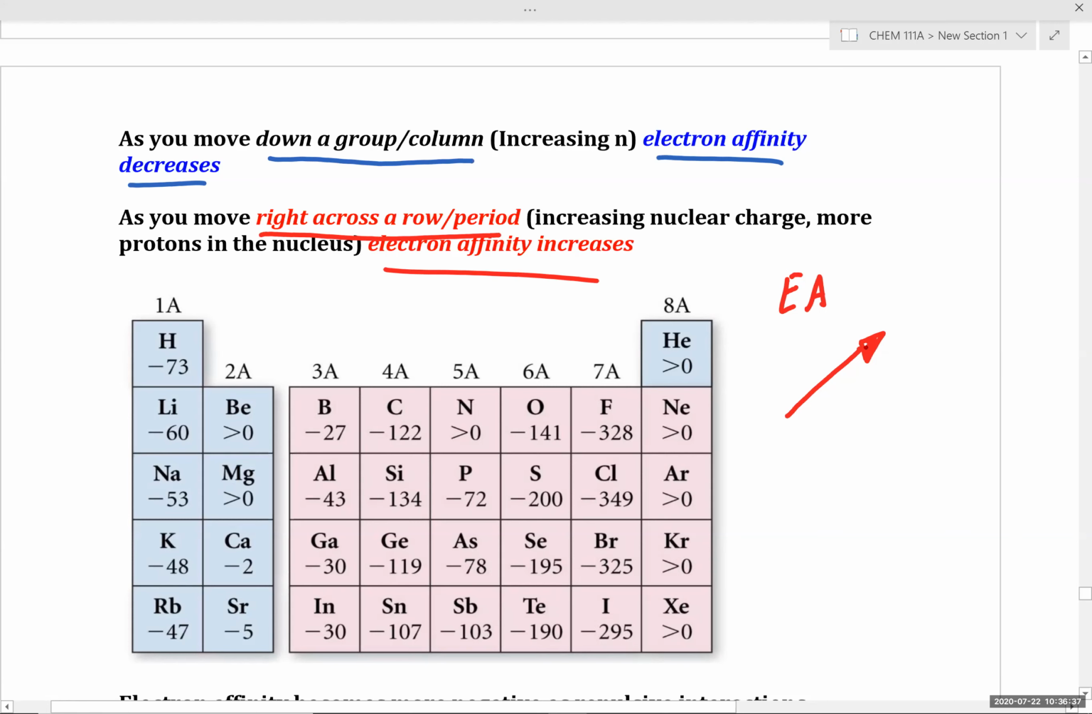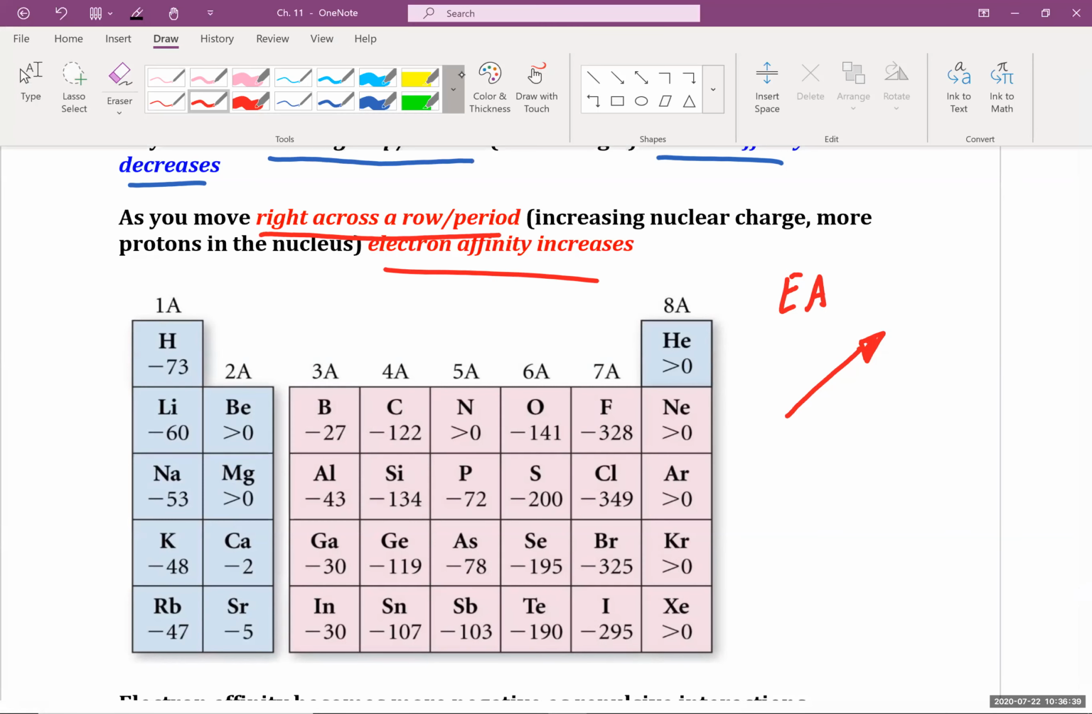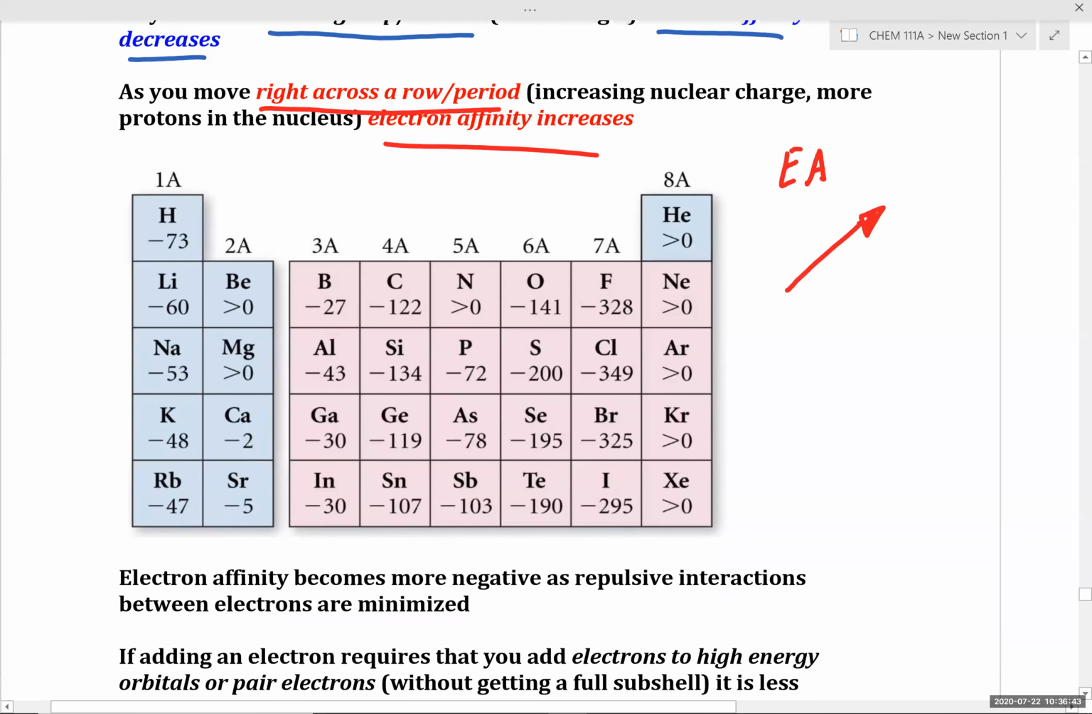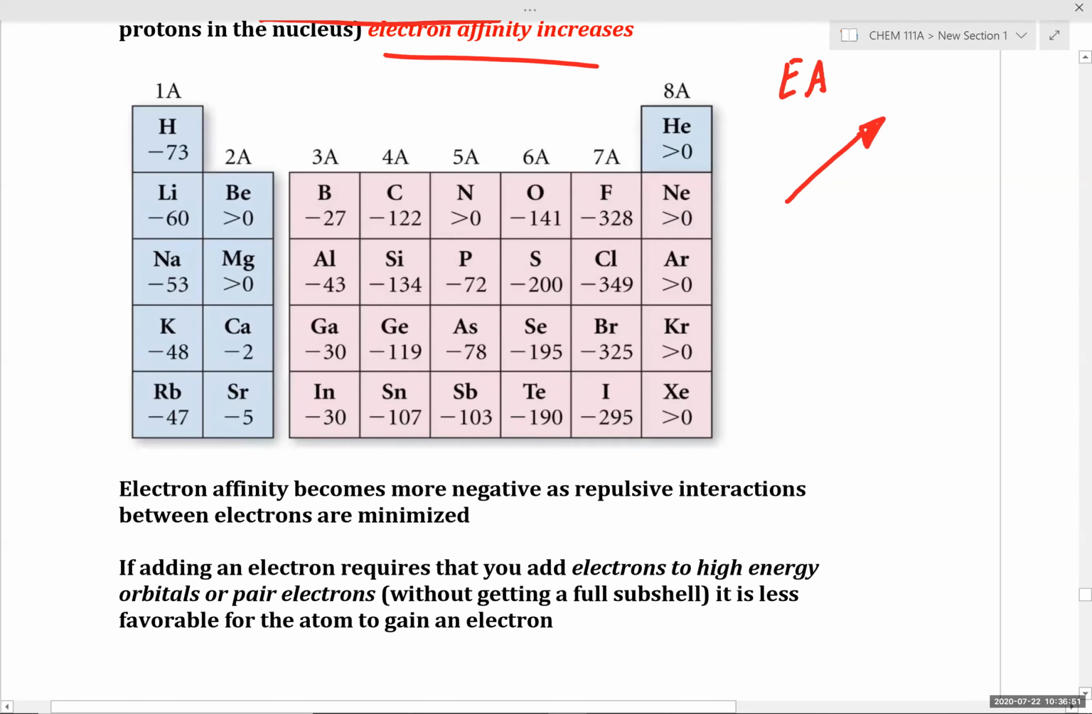So here's a table with common electron affinities. And again, we begin to see some very clear exceptions to these general rules. So let's talk about them. Electron affinity becomes more negative, larger, if you minimize repulsive interactions between electrons.